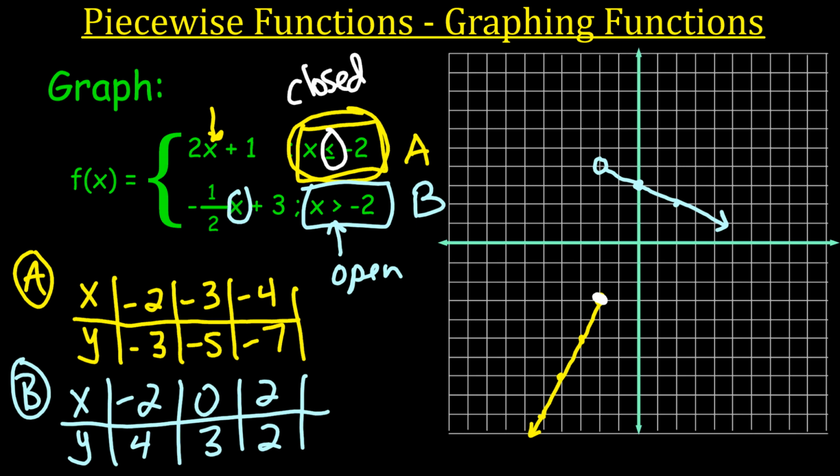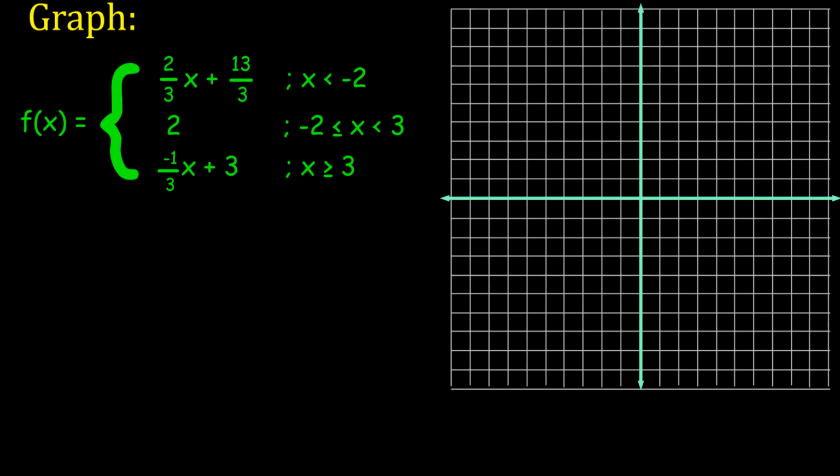All right, so let's move on to example 2. It's just slightly more challenging. We have 3 pieces to this piecewise function. And just like before, I'm going to label these. We'll go A, B, and we'll do light blue for C. We're going to make a table. So for A, let's make a table, an XY table.